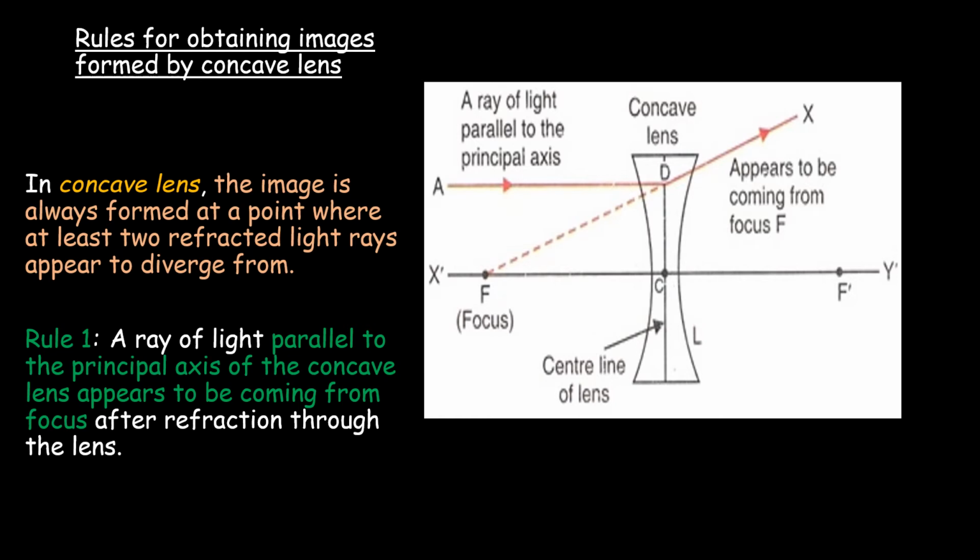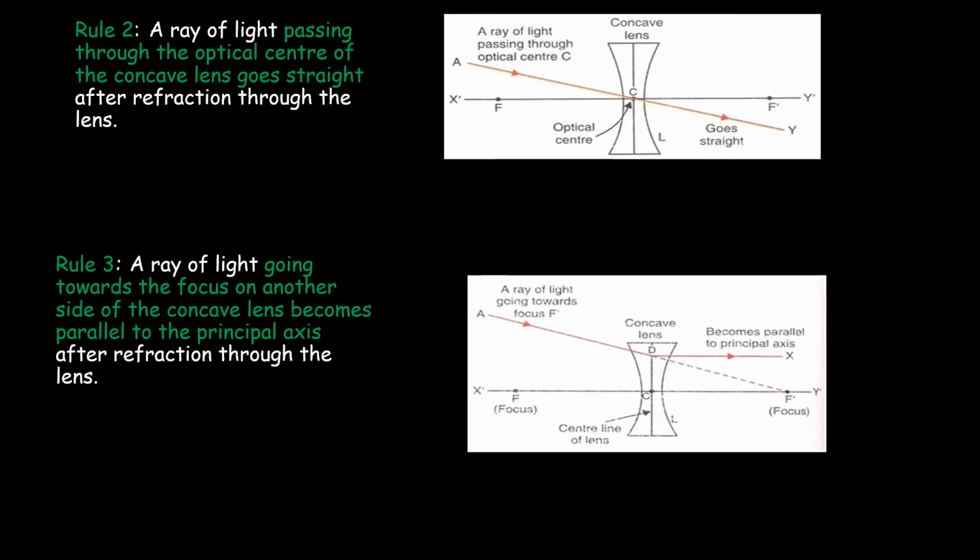So rule 1, a ray of light parallel to the principal axis of the concave lens. After refraction, you will feel as if they are coming out of the focus of the lens. Rule 2, a ray of light passing through the optical center of the concave lens goes straight after refraction through the lens. Rule 3, a ray of light going towards the focus on the other side of the concave lens becomes parallel to the principal axis after refraction through the lens.